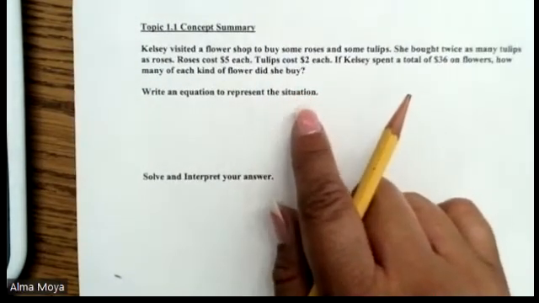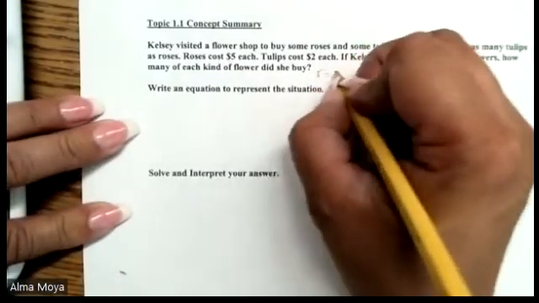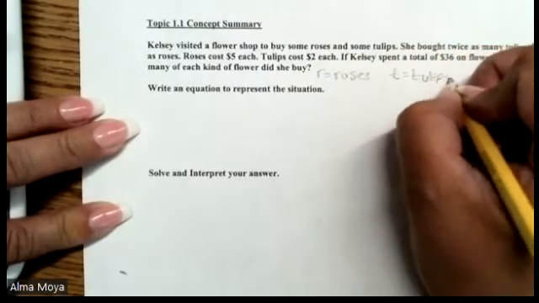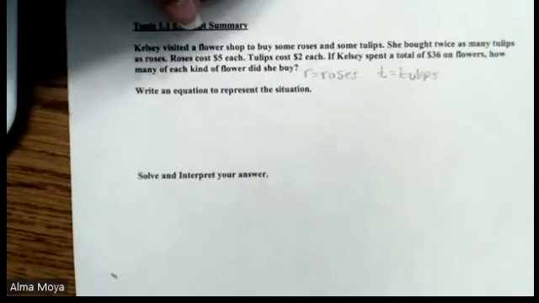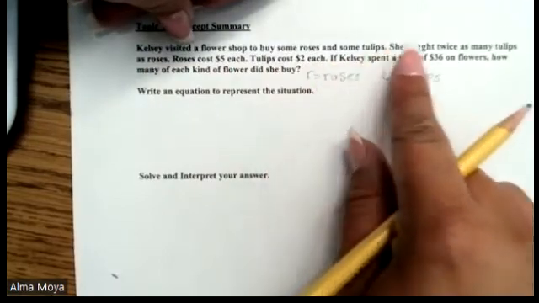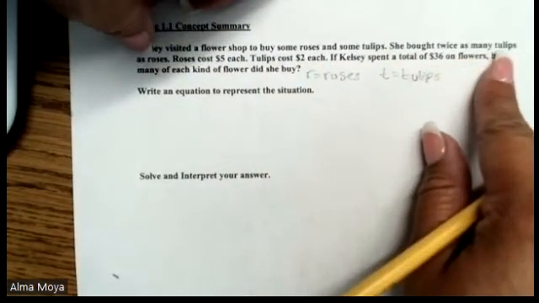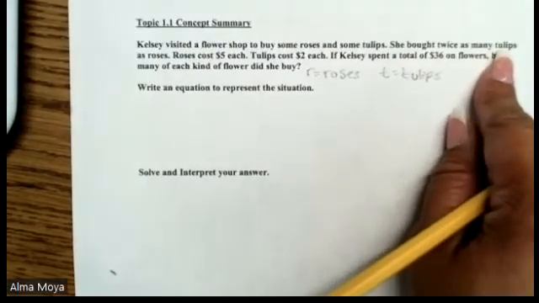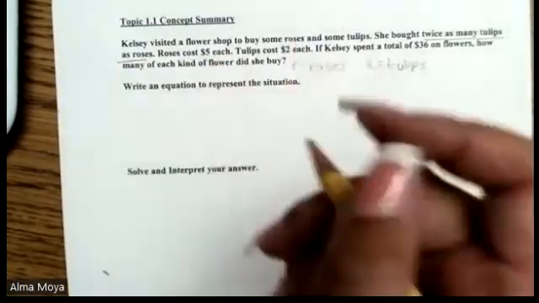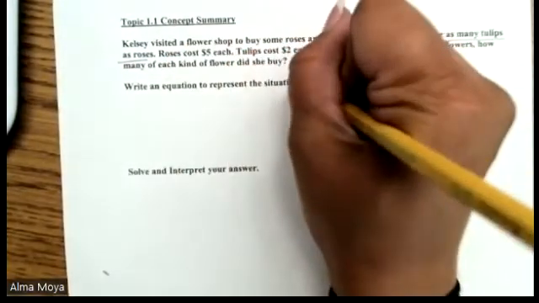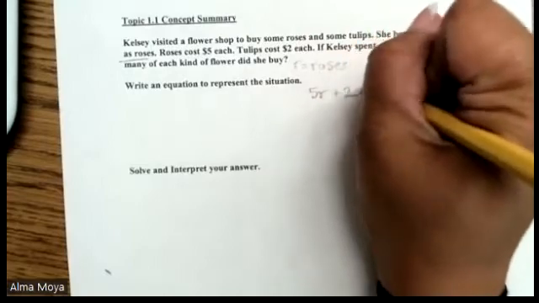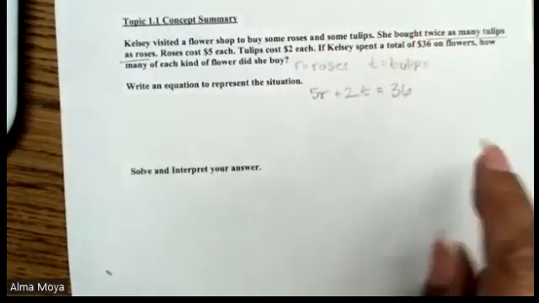I'm going to let R equal roses. And I'm going to let T equal the tulips. So it says, Kelsey visited a flower shop to buy some roses and some tulips. She bought twice as many tulips as roses. So let's keep that in mind. She bought twice as many tulips as roses. Roses cost $5. So I'm going to set 5 times R. And tulips cost $2. So it's going to be 2 times T. And she spent a total of $36.